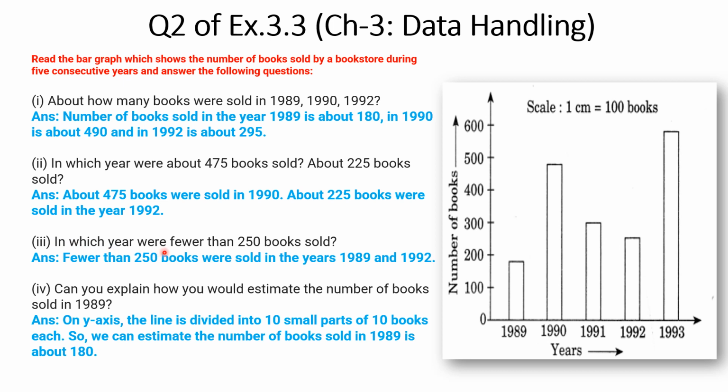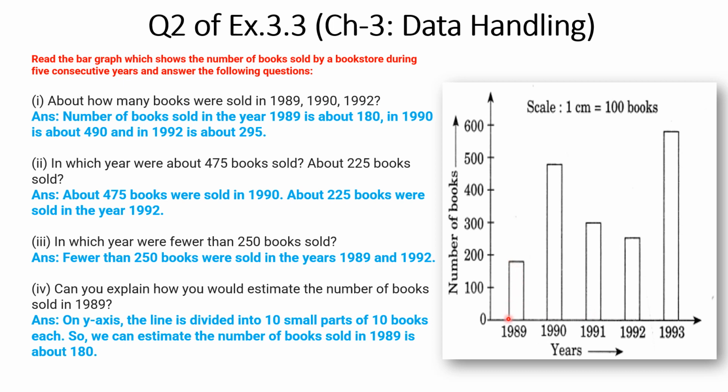Third question, in which year were fewer than 250 books sold? 250 से भी कम books कहाँ किस year में बेची हैं? 250 से कम books. That means around this area. तो अभी हमने ऊपर कहा कि 1992 में हमने 225 बेची हैं. That means one answer is 1992 and the other is clearly 1989. Right? Fourth, can you explain how you would estimate the number of books sold in 1989?